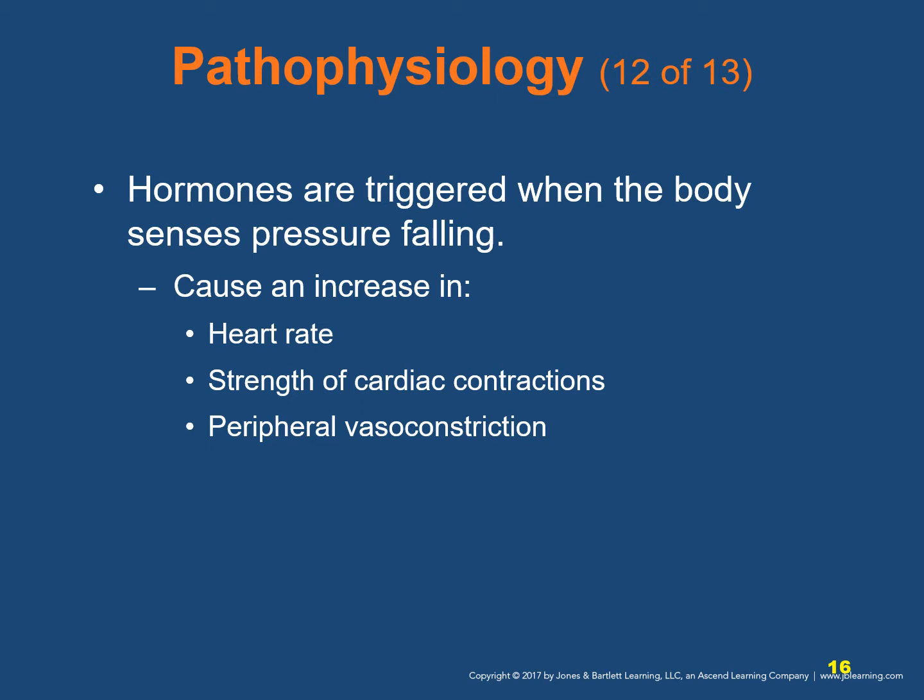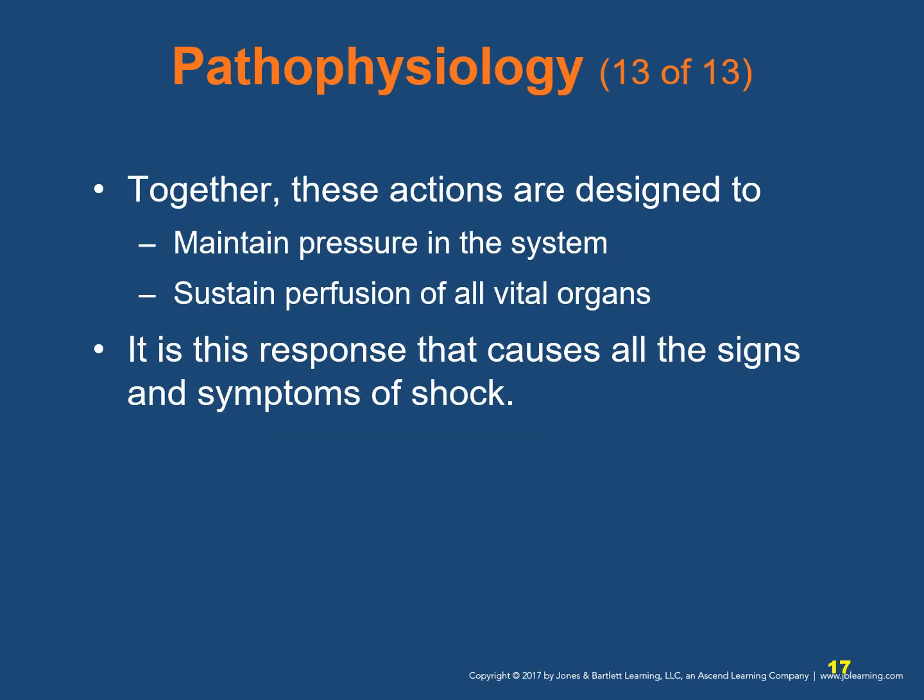This response by the autonomic nervous system causes the release of hormones such as epinephrine and norepinephrine. Hormones cause an increase in heart rate and in the strength of cardiac contractions, and vasoconstriction in non-essential areas, primarily in the skin and gastrointestinal tract. Peripheral vasoconstriction. Together, these actions are designed to maintain pressure in the system and, as a result, sustain perfusion of all vital organs. The autonomic nervous system and hormones respond within seconds. It is this response that causes all the signs and symptoms of shock in a patient.